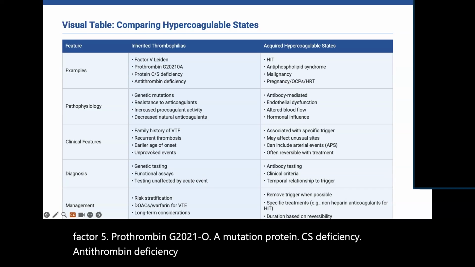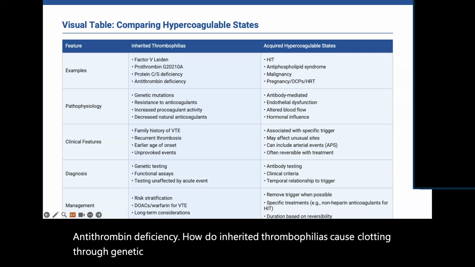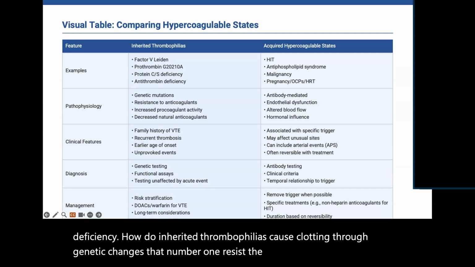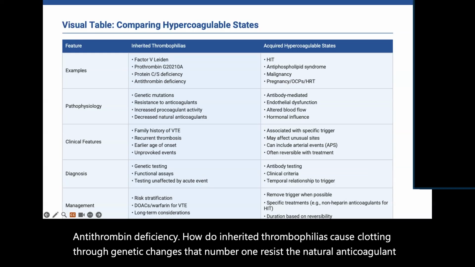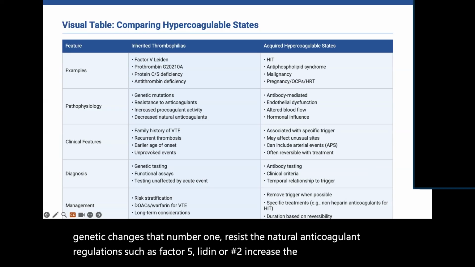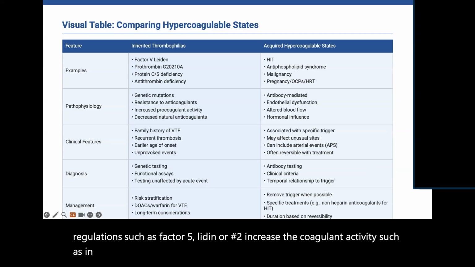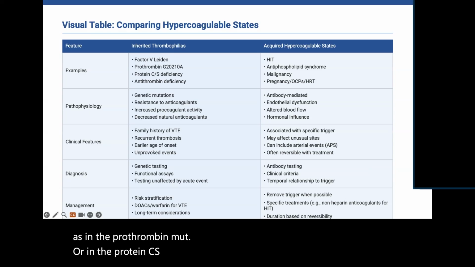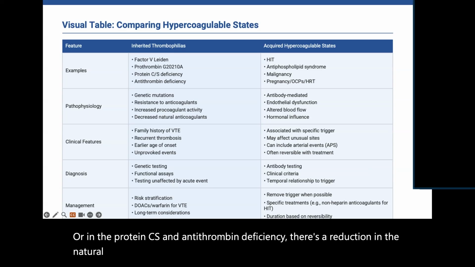How do inherited thrombophilias cause clotting? Through genetic changes that, number one, resist the natural anticoagulant regulation, such as factor V Leiden. Or number two, increase the procoagulant activity, such as in the prothrombin mutation. Or in the protein C and S and antithrombin deficiency, there's a reduction in the natural anticoagulants of the body.